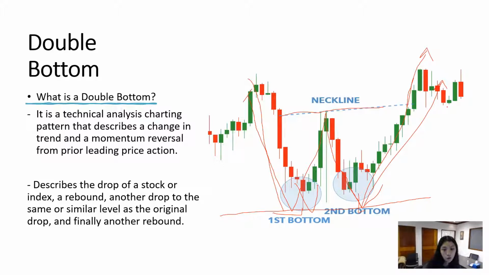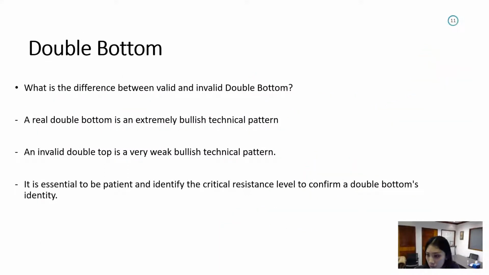So if you want to trade when you see this pattern, you just wait for confirmation around this area. Wait for it to break this neckline level. And once it breaks, then you go for a long position to ensure that you're going to be profiting. So how do you identify a valid and invalid double bottom?